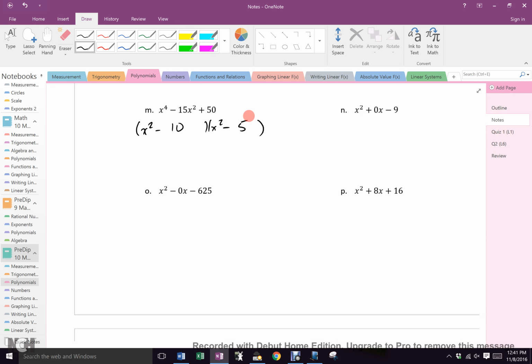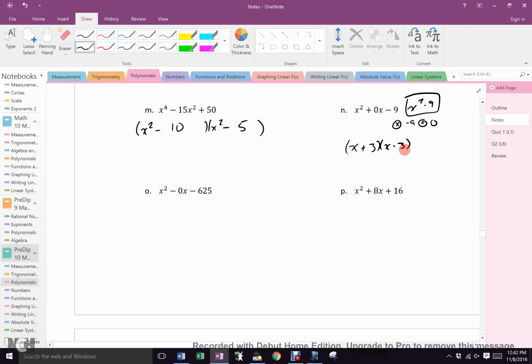What's different about n? There's a 0. Would you ever actually see this in a math class? Why? Because you wouldn't write this. What would we really write? X squared minus 9. Put a box around that because we're coming back to that. But when you see it with a 0, do you know what to do? I need to multiply to what? Negative 9 and add to what? 0. What is it? X plus 3, X minus 3.